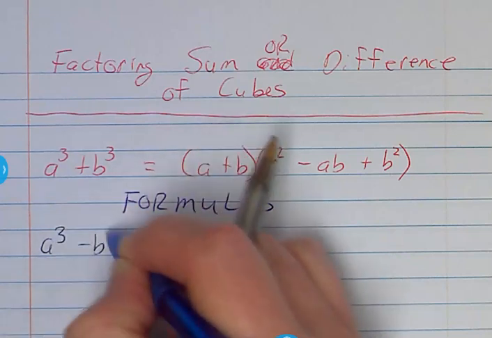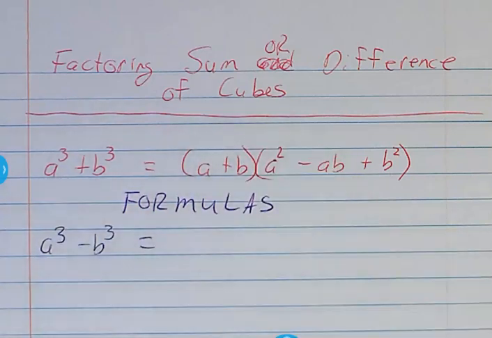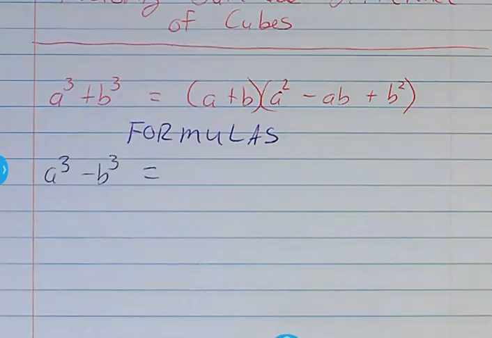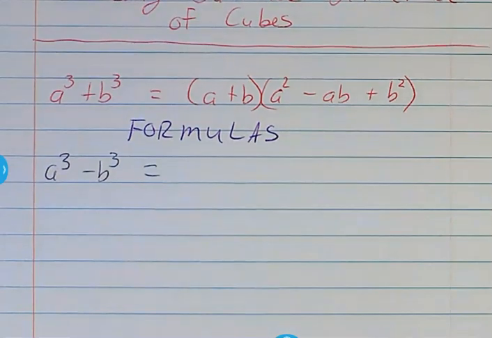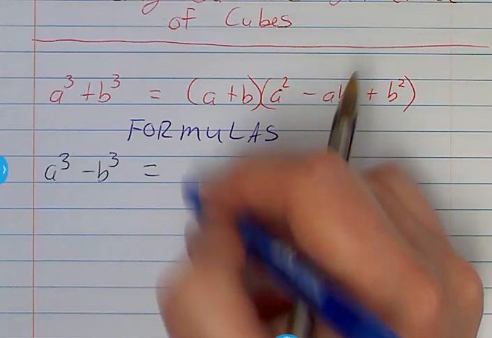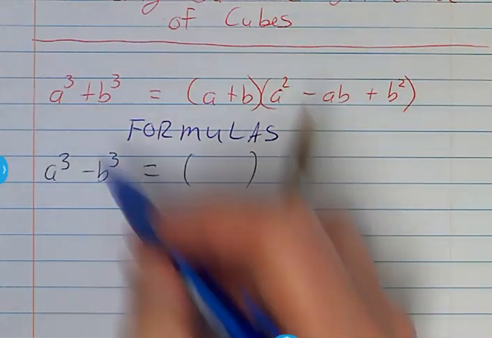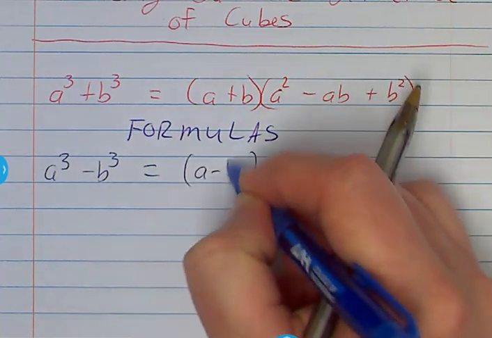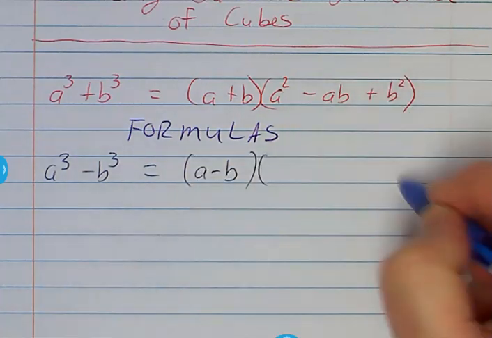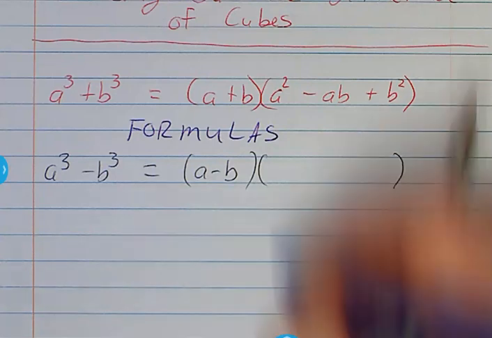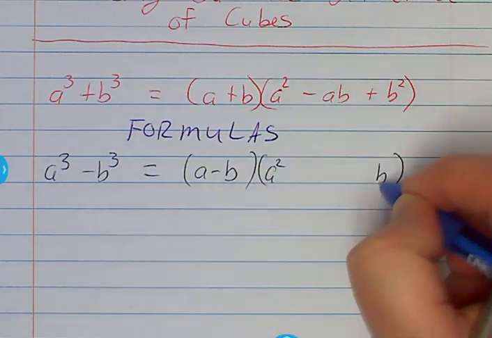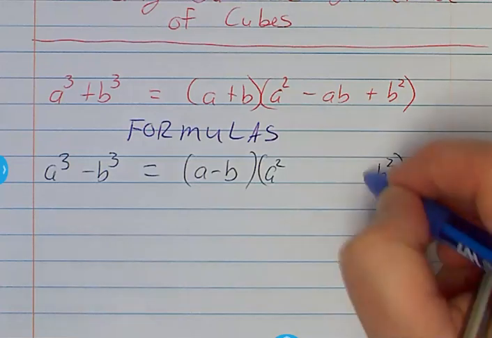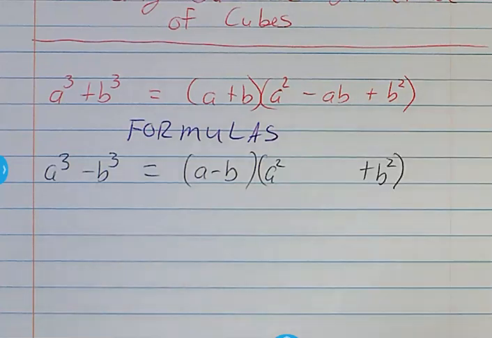Now I'll show you the one for difference, because it's almost exactly the same thing. Okay, this one was A plus B. This one was A plus B. Your first parenthesis is going to be the same thing. This one's going to be A minus B. We're still going to have A squared here, still going to have B squared here, still going to have a plus there. You're still going to have an AB here, but that one's going to be a plus.